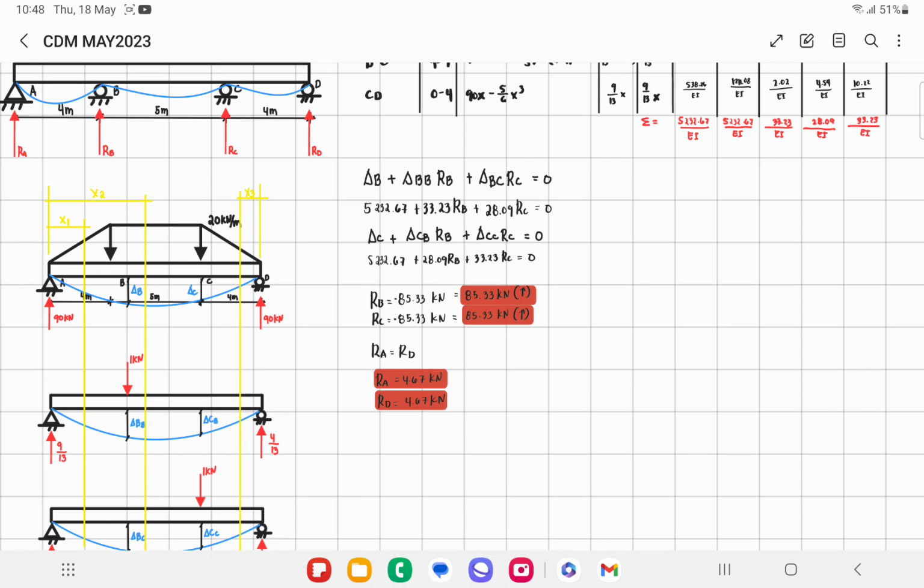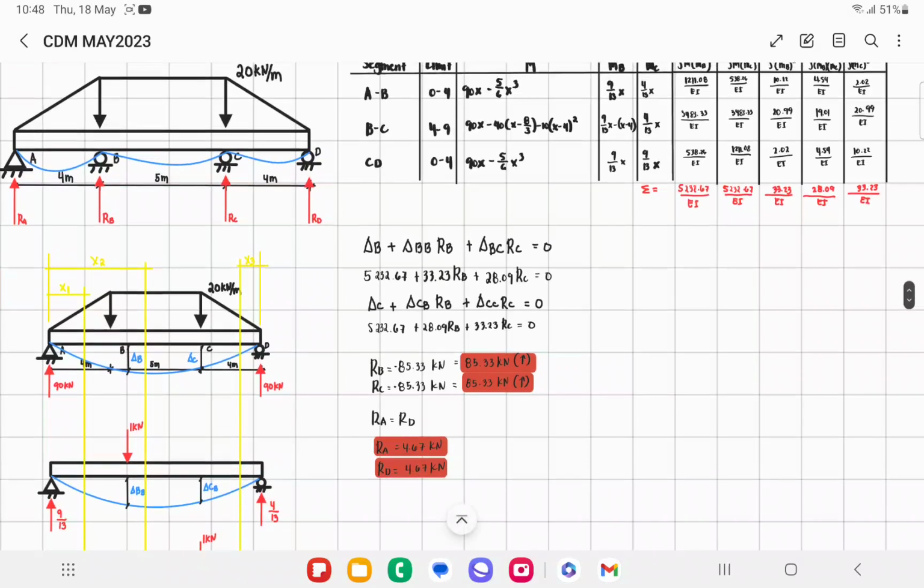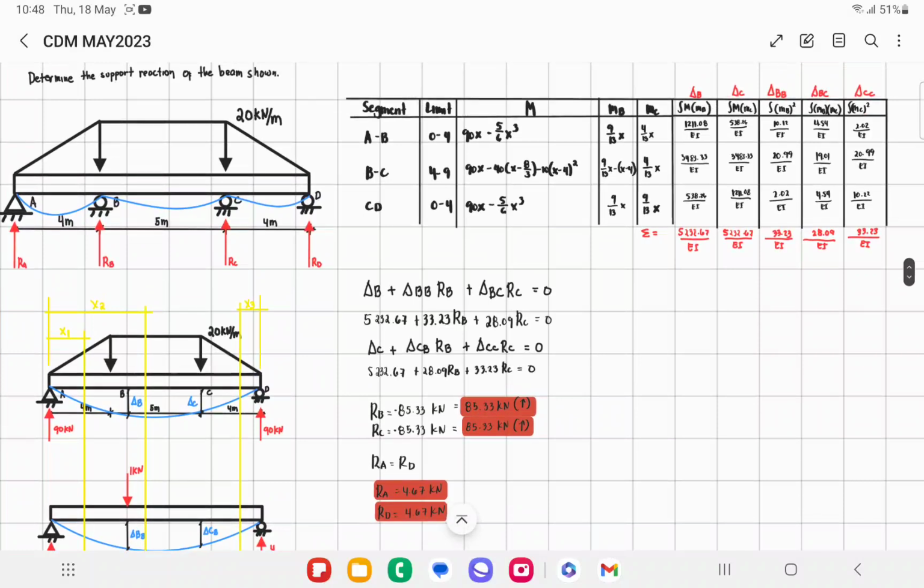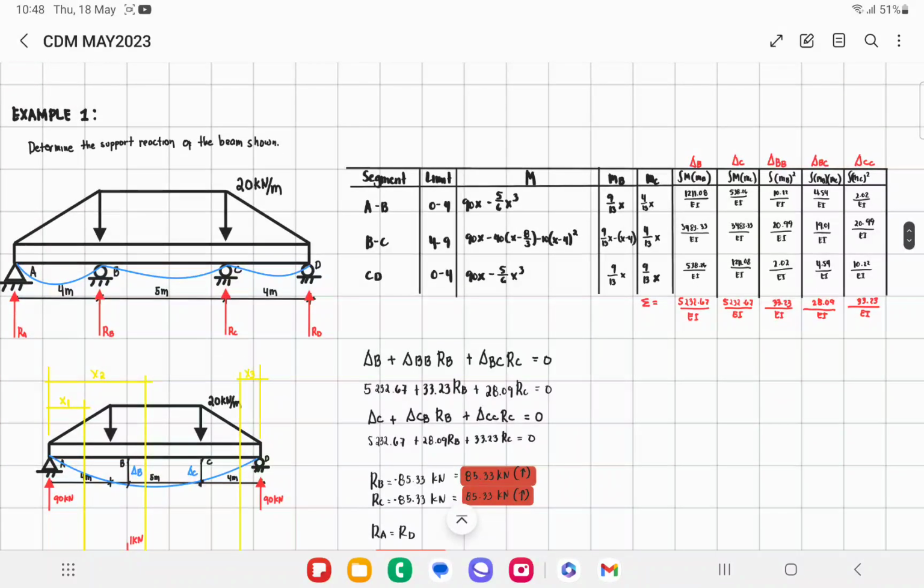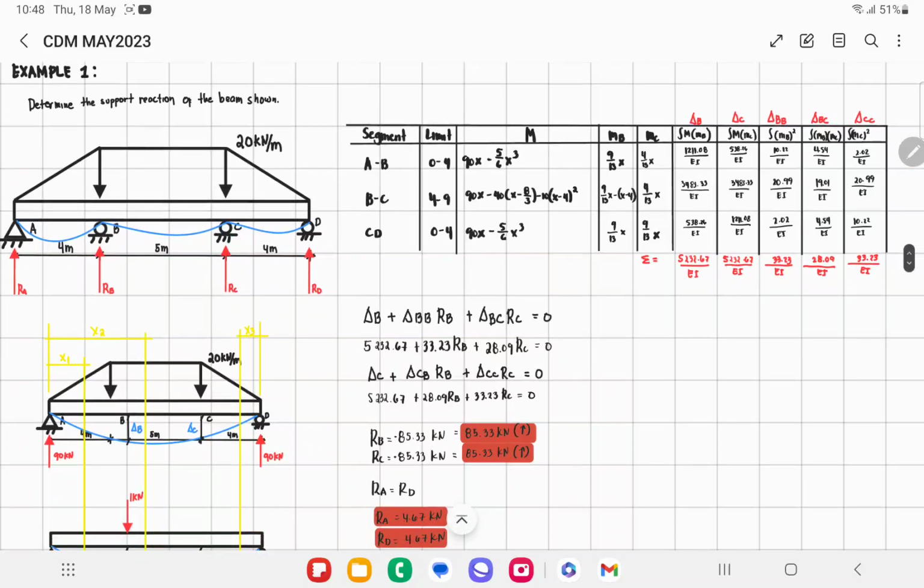So reactions, so meron pa tayong natitirang reaction at A and D. So kasi ang tanong is support reactions. So ang na-solve lang natin is RB and RC. So solving for RA and RD, madali lang naman na yan. You can use the equilibrium equations or by superposition. Okay, any of the methods na you know to compute for the reactions.